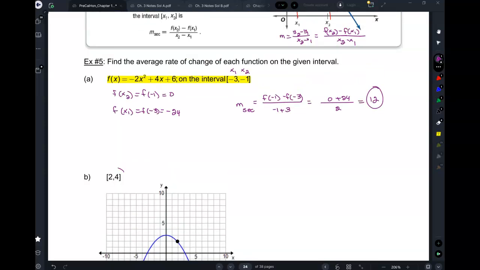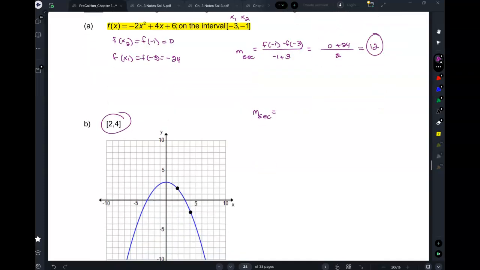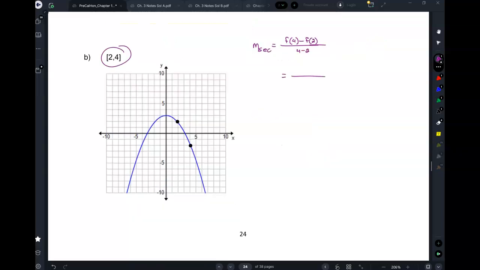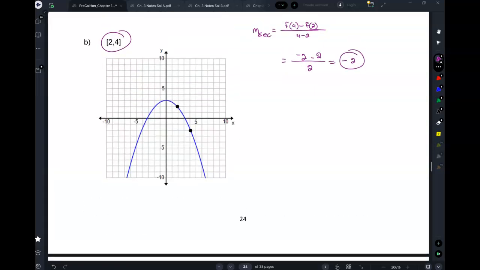So here, the interval is 2 to 4. So the slope of the secant line is going to be f of what? 4. The second one first. Final minus initial. Minus f of 2, over 4 minus 2. So f of 4, just look on the graph. What is it? -2. Minus, what's f of 2? 2. All over, that's a lot of 2's. It's -2. Okay? All right. Too many 2's. Okay, so that's that.